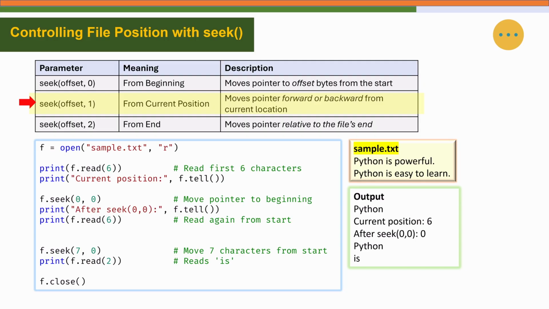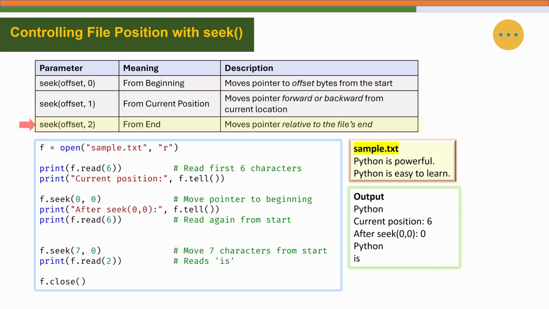1 means start counting from the current position. You can use positive or negative offsets here to move forward or backward. 2 means start counting from the end of the file. This is often used when you want to append data or inspect the end of large files. The ability to reposition the file pointer gives us precise control over file access, especially when dealing with binary files or when reading structured data in chunks. You can check the pointer's position using the tell function. Seek works best with binary or structured data where byte level control matters.